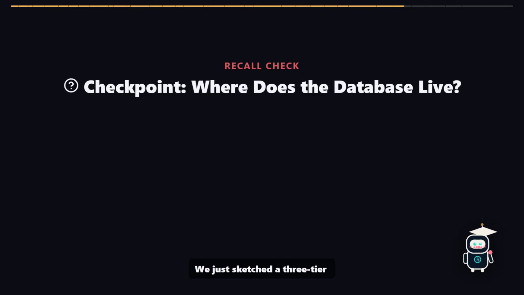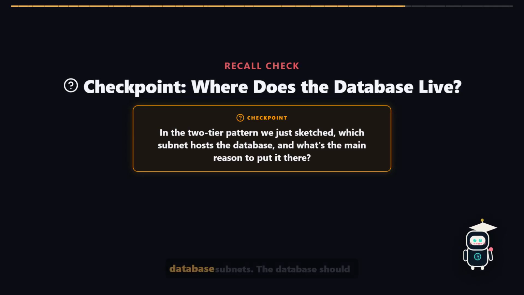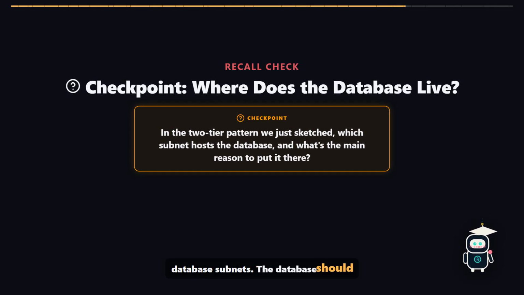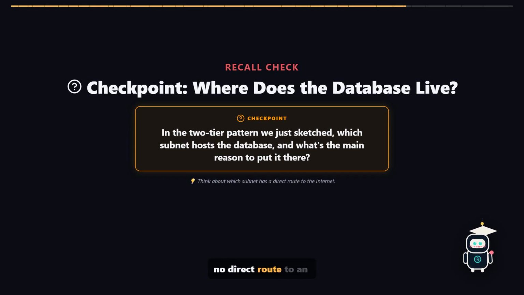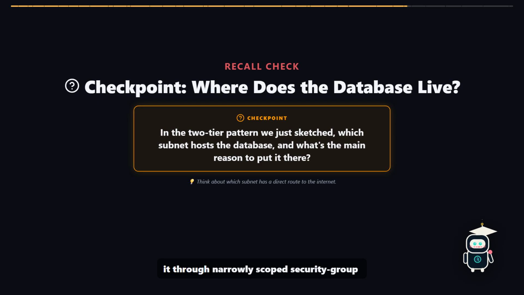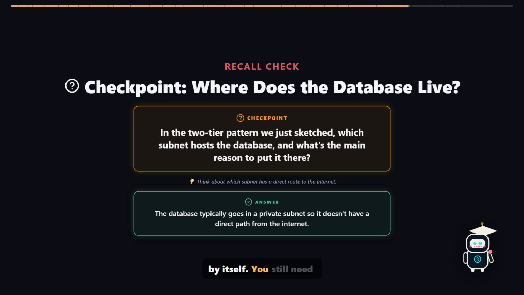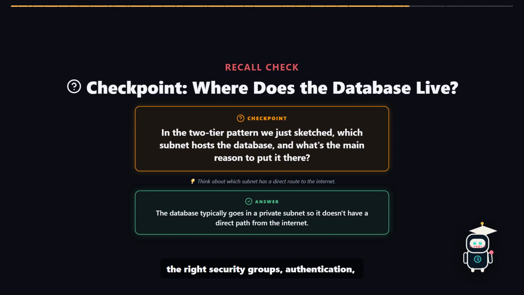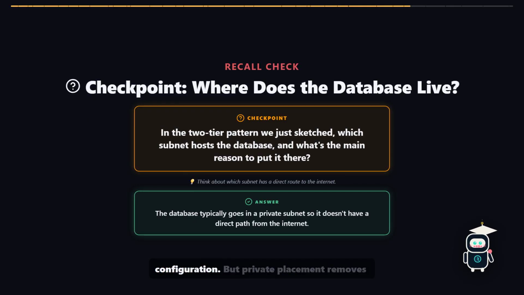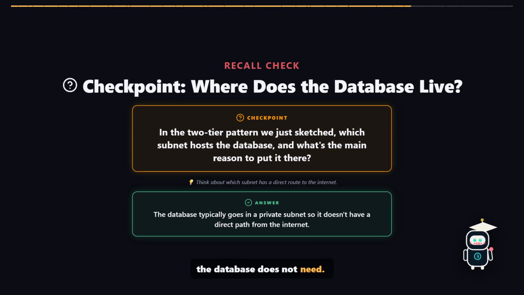We just sketched a 3-tier architecture. Where does the database live, and why? In private database subnets. The database should have no public IP and no direct route to an internet gateway. Application resources reach it through narrowly scoped security group rules, not from the public internet. A private subnet does not make a database safe by itself. You still need the right security groups, authentication, encryption, backups, monitoring, and database configuration. But private placement removes the direct internet path that the database does not need.